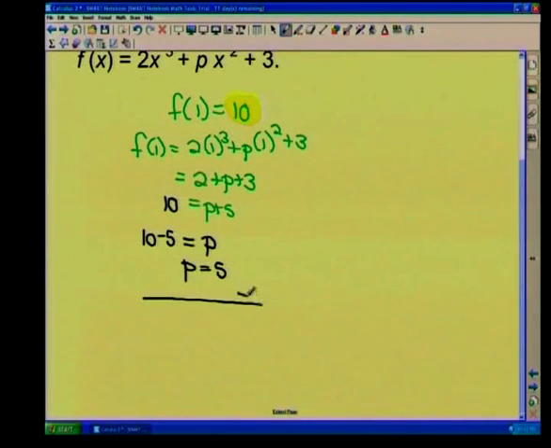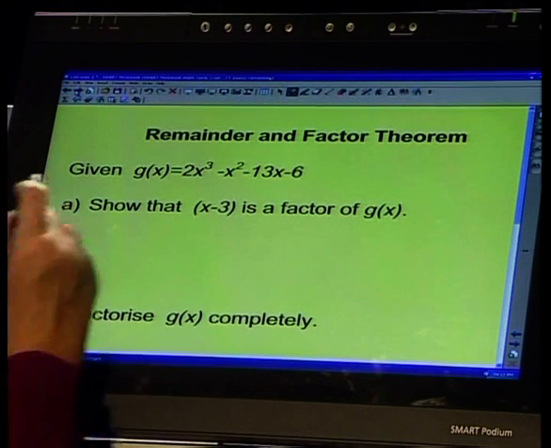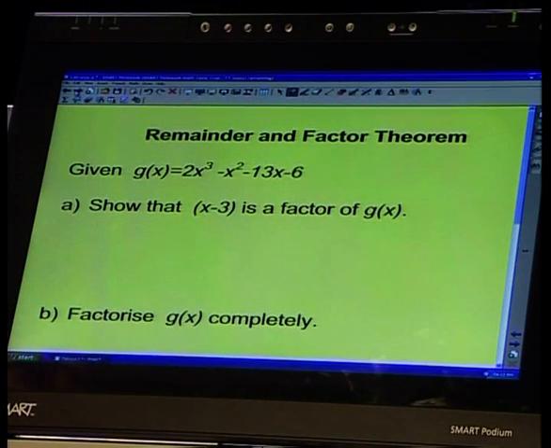Really nice, simple question, and really that's the kind of thing you would be asked, nothing major. Right, so let's move on now and see what else we could get. Now, this is when we get to the real crux of what this section's about. It says, given that g of x is this expression over here, show that x minus 3 is a factor of g of x. Now, when we did the factor theorem, what did we say?